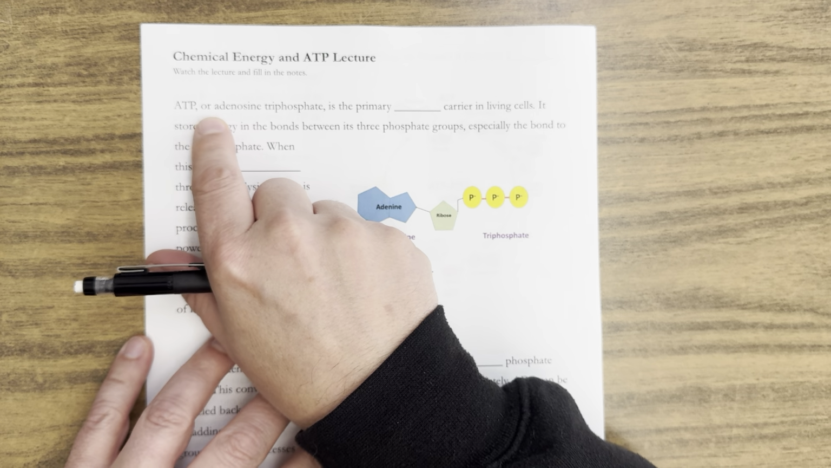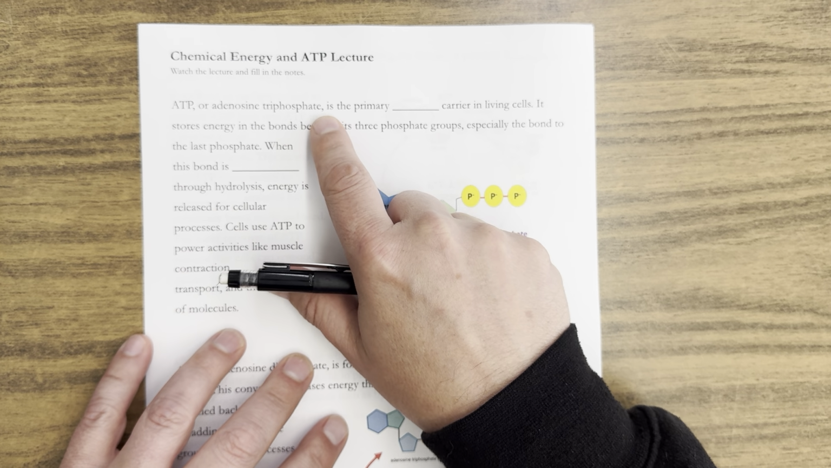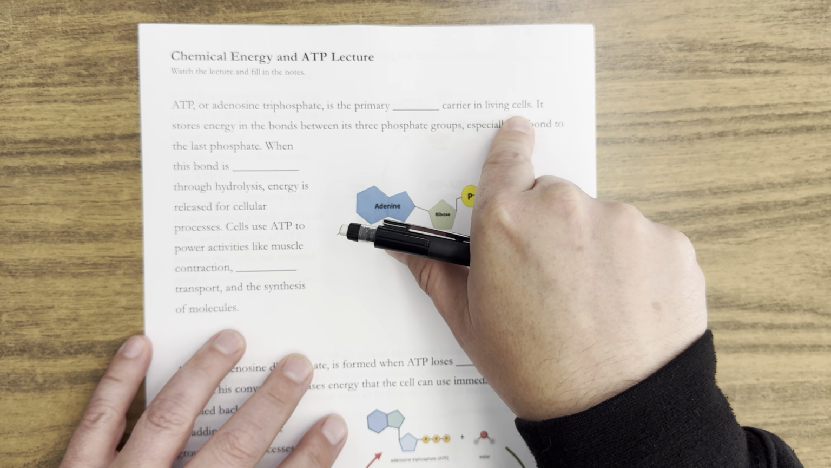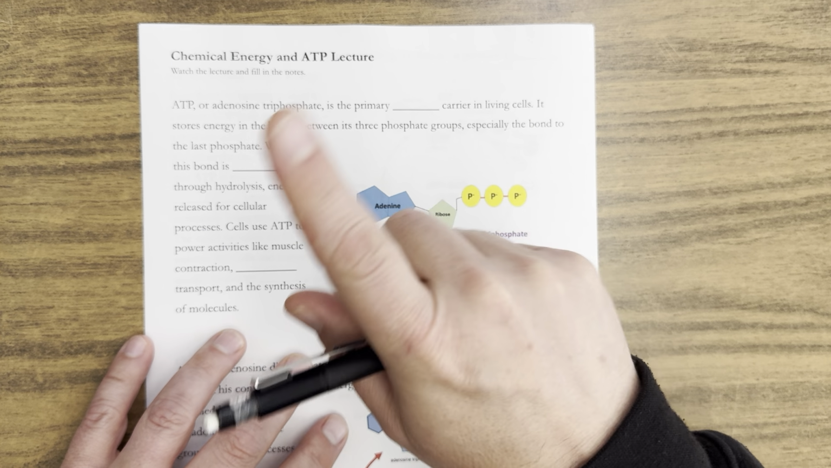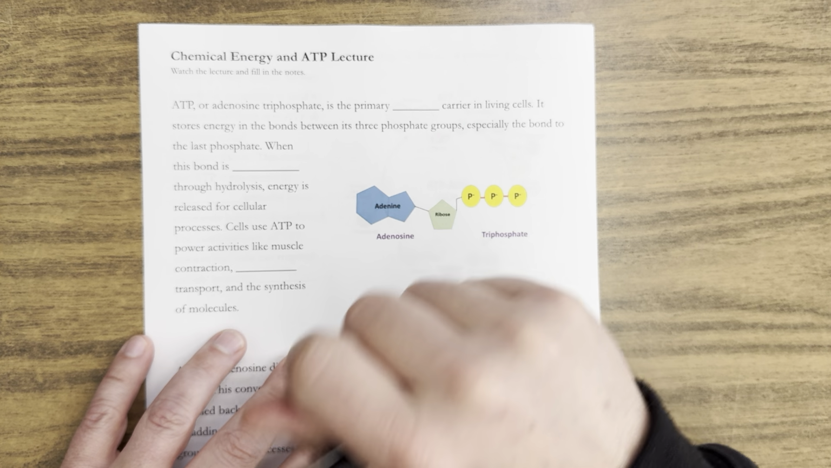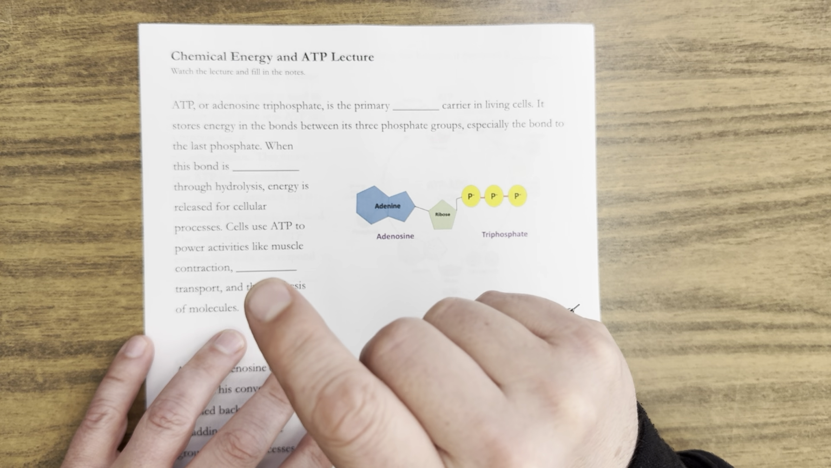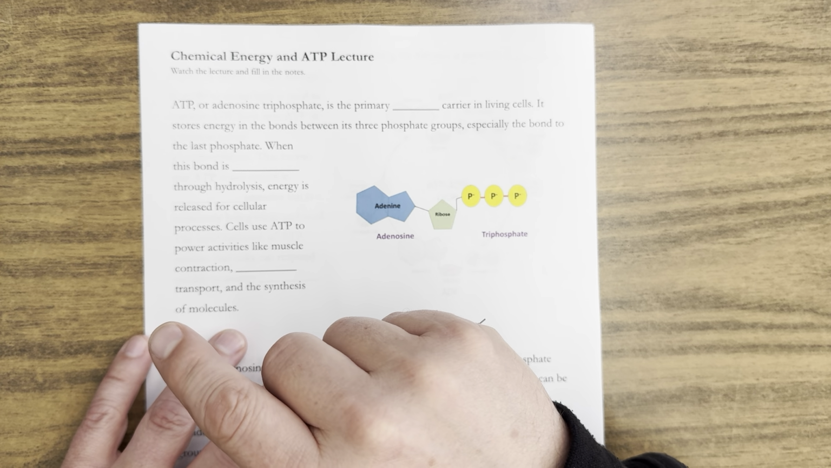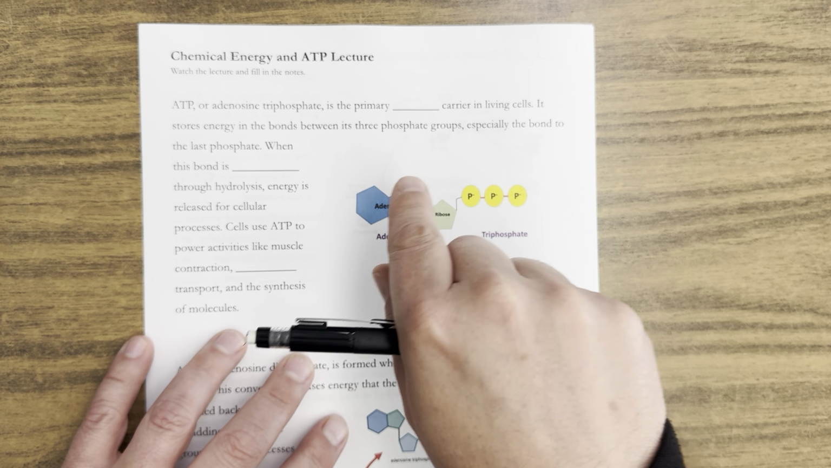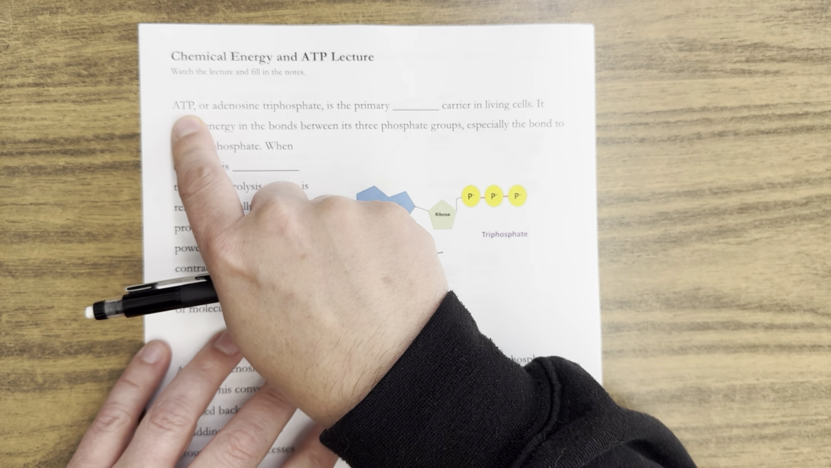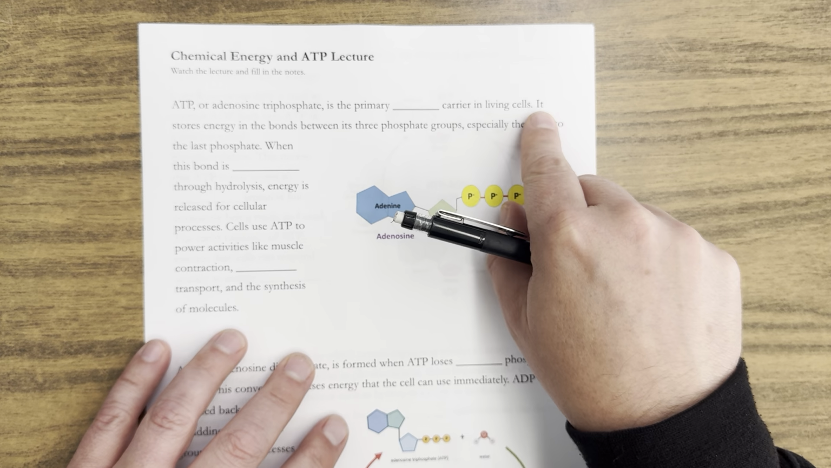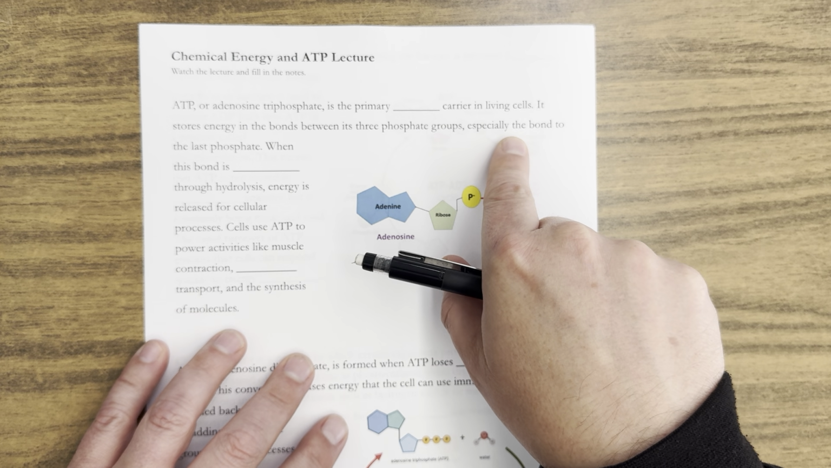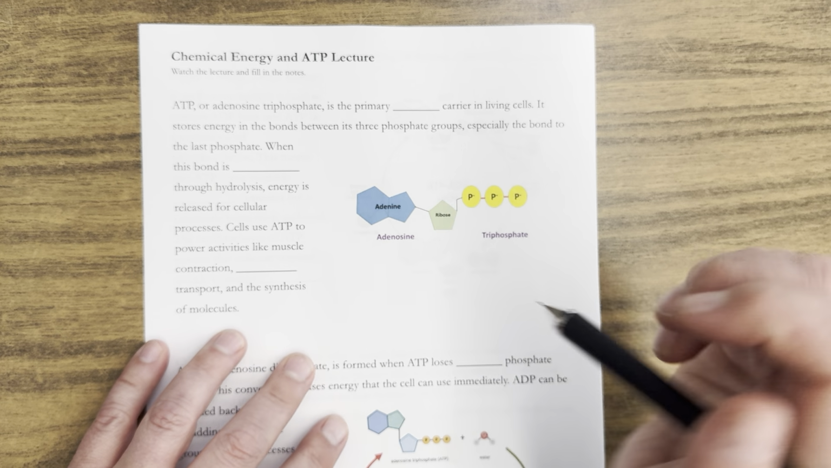ATP, or adenosine triphosphate, is the primary energy carrier in living cells. So we know that we get energy from our food, but that food, the energy that's trapped in that food, has to be sent over to these ATP molecules, okay? It stores energy in the bonds between its three phosphate groups, especially the bond to the last phosphate.